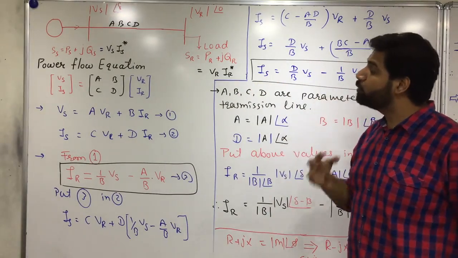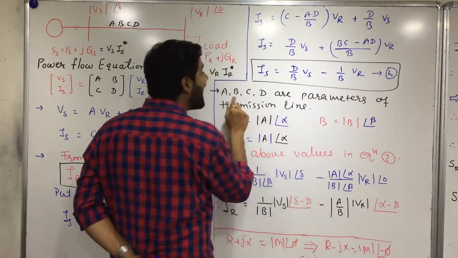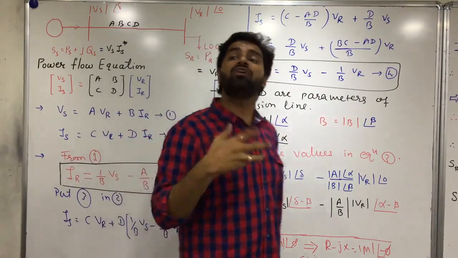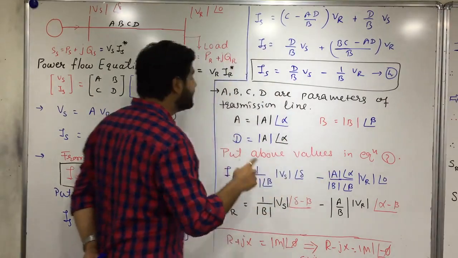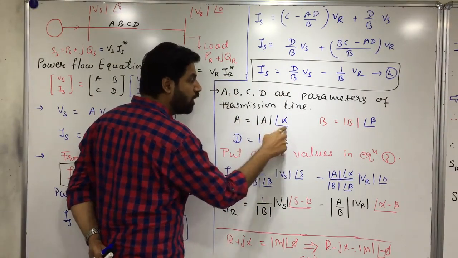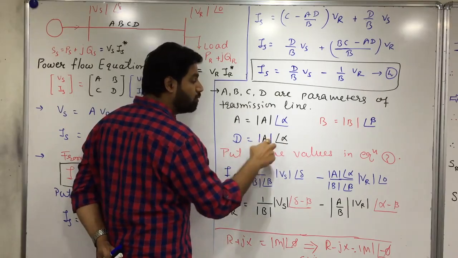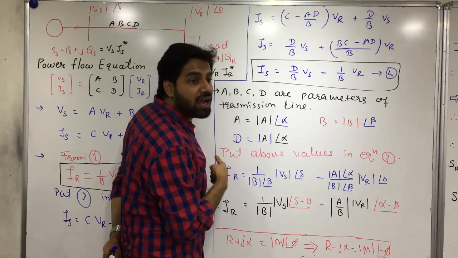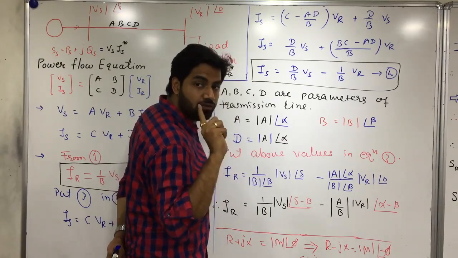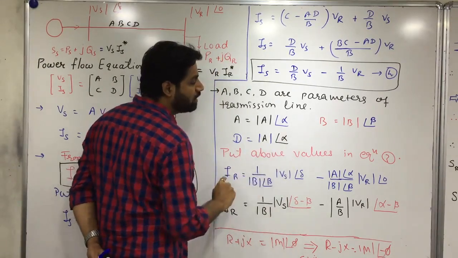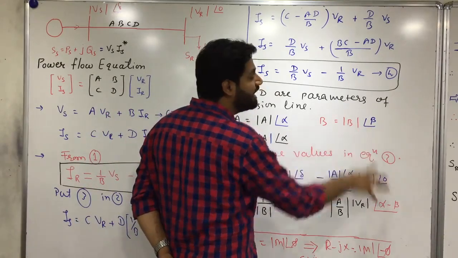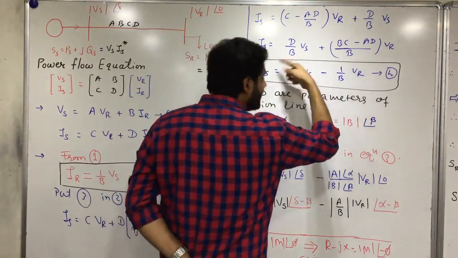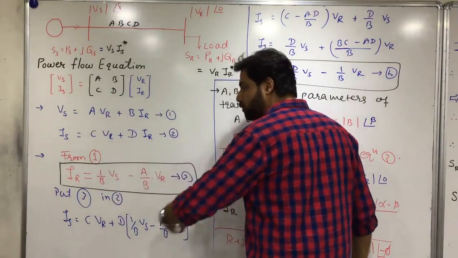Now, as I am supposed to deal with complex numbers, I have to replace these ABCD parameters of the transmission line in their polar form. So A is equal to mod A at an angle alpha, and D is the same, because my line is a symmetrical line, for which A is equal to D. Now B is equal to mod B at an angle beta. I don't require C because in these equations we don't have C.